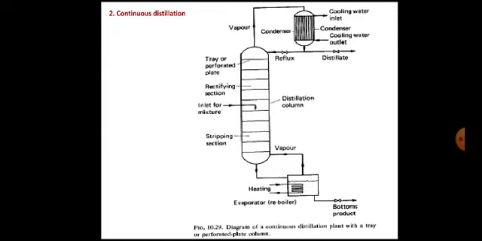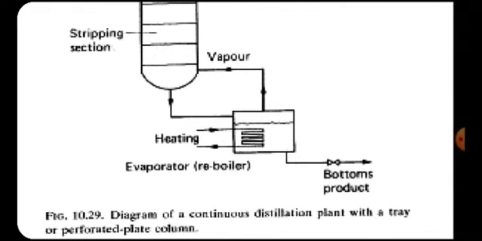The second method of distillation is the continuous distillation process. This is the diagram for a continuous distillation plant with a tray or perforated plate column. The components of this distillation plant are: there is a boiler, or we can call it an evaporator, which is connected to the heating mantle. This heating mantle is useful to heat the liquid that is present in the evaporator.